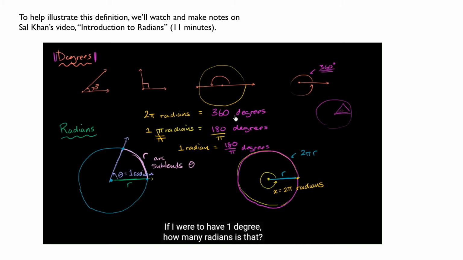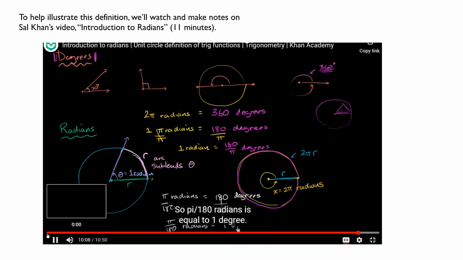If I were to have 1 degree, how many radians is that? Let me rewrite this thing over here. We said pi radians is equal to 180 degrees. Now we want to think about 1 degree, so let's solve for 1 degree. We can divide both sides by 180. We are left with pi over 180 radians is equal to 1 degree. So pi over 180 radians is equal to 1 degree.